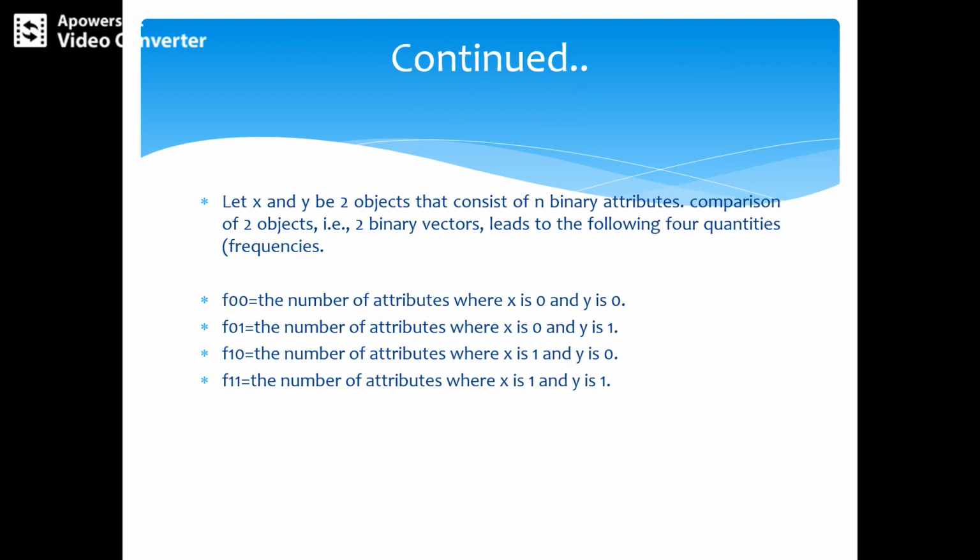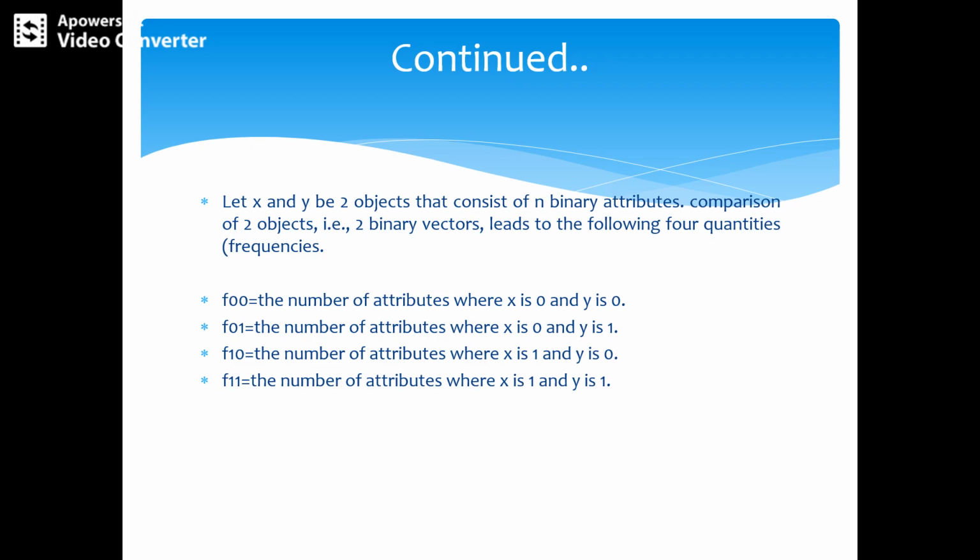Next, let x and y be two objects consisting of binary attributes. Comparison of the two objects, in this case two binary vectors, will lead to the following four quantities. We can call these quantities frequencies. The first values are the x coordinate and y coordinate; we have taken them in the form of two dimensions.